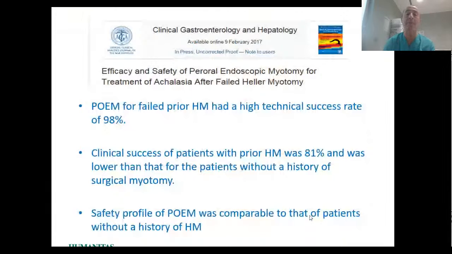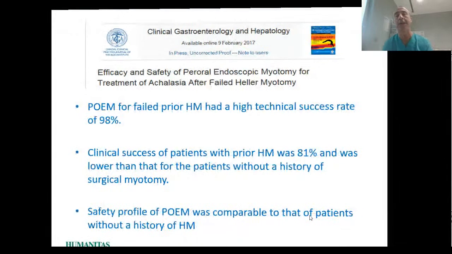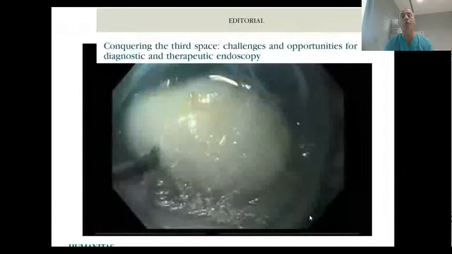So of course there is a lot of data coming about POEM after failure of surgery, and I must tell you that I've just finished an editorial for Gastrointestinal Endoscopy reporting the data on failure of surgery, and POEM works extremely well in patients after failure of surgery, with about 80% reporting very good outcome also in the long term.